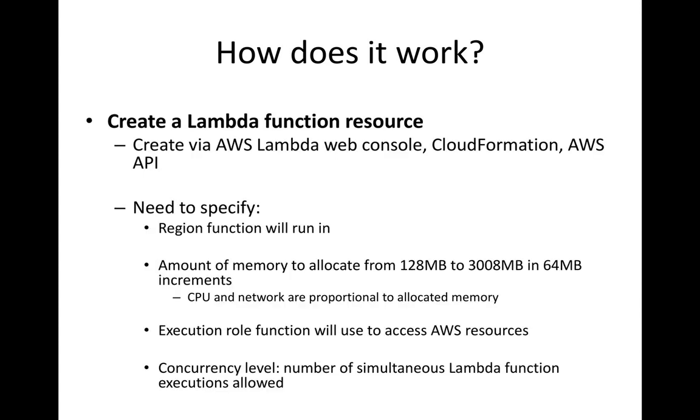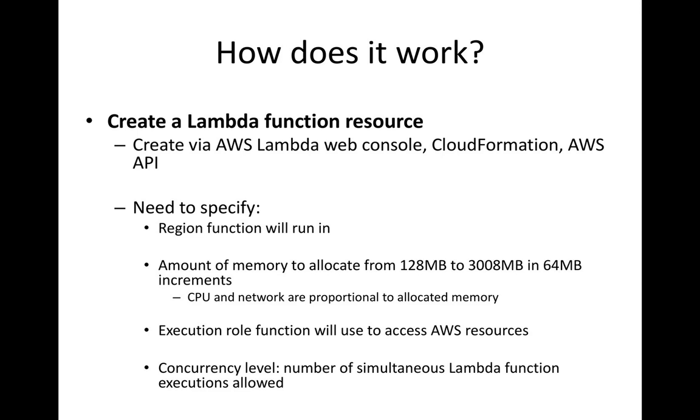Once you write the Lambda function, then you need to create a Lambda function resource. There are a couple of different ways to do that. You can create the Lambda function resource using the AWS Lambda Web Console, and I'll show you a demonstration of how to do that in a bit. You can also use CloudFormation to create Lambda function resources. And of course, you can always use the AWS API directly to create these resources.